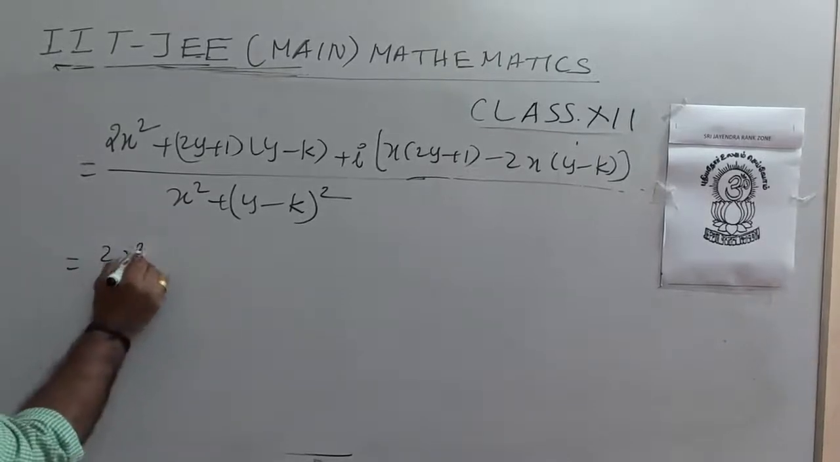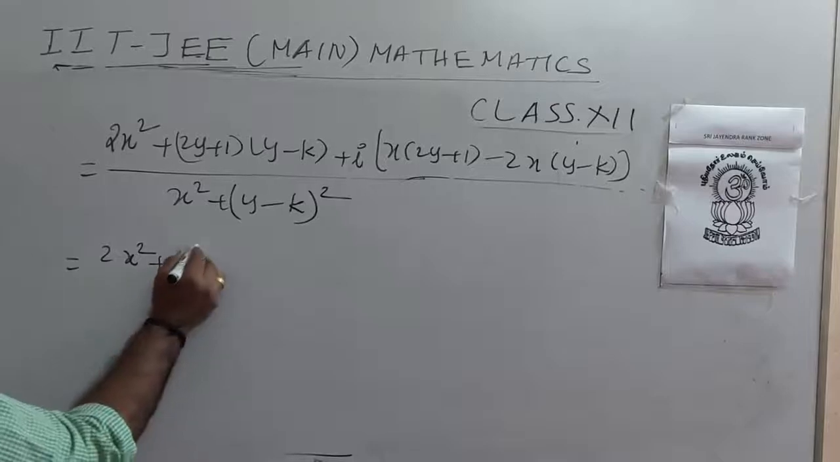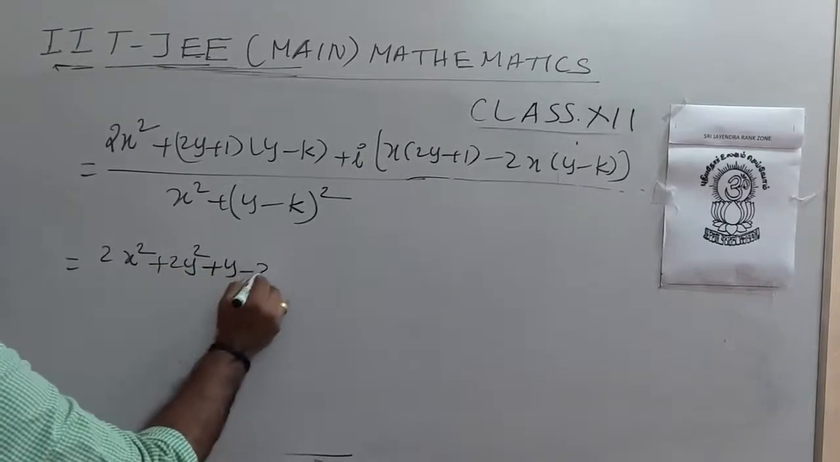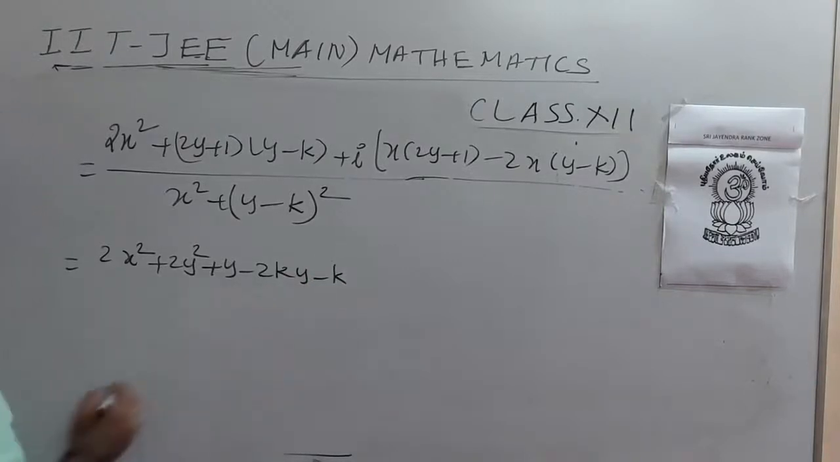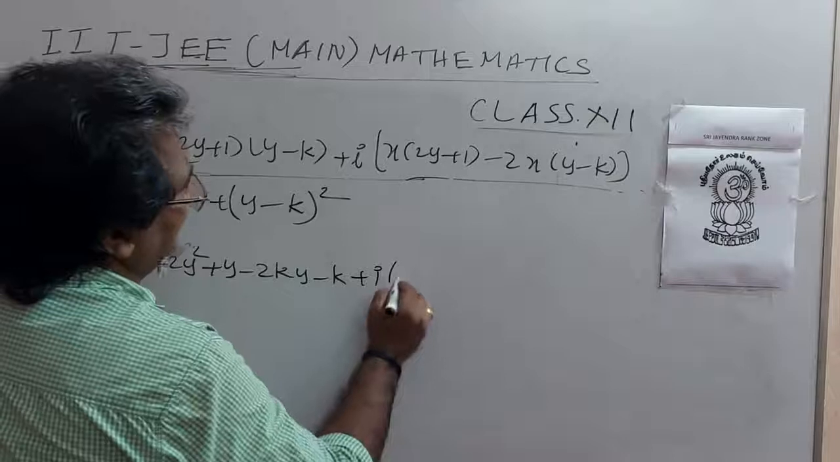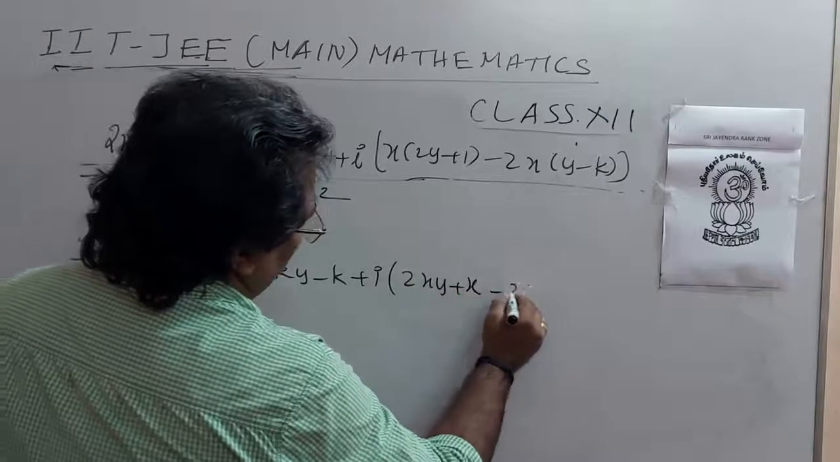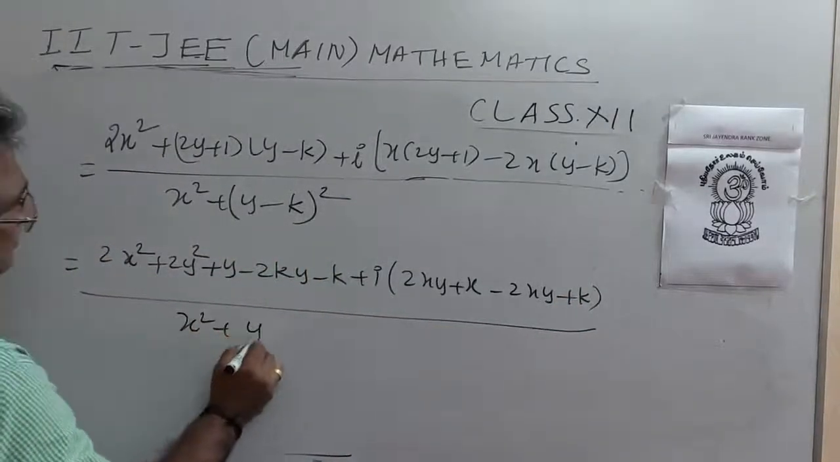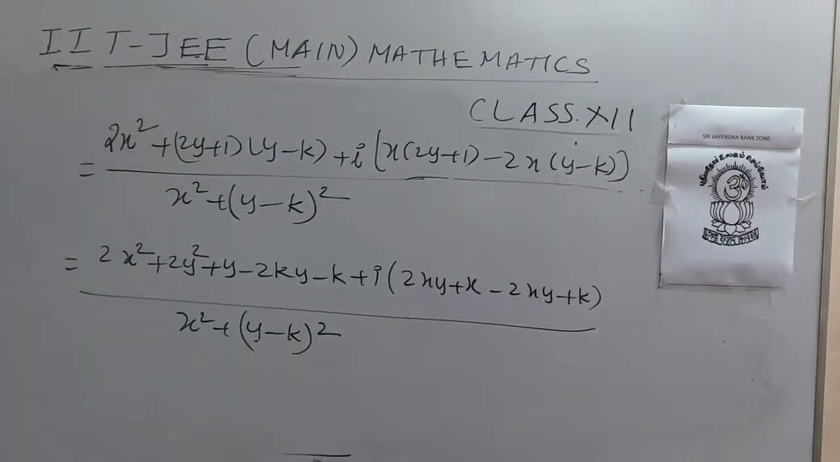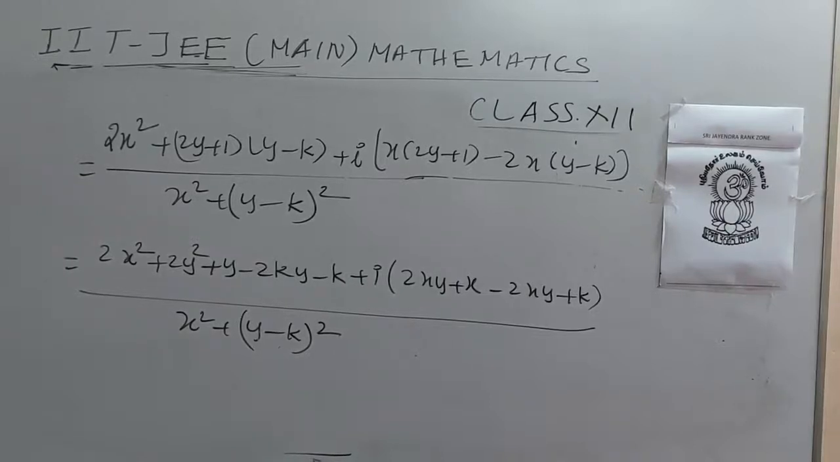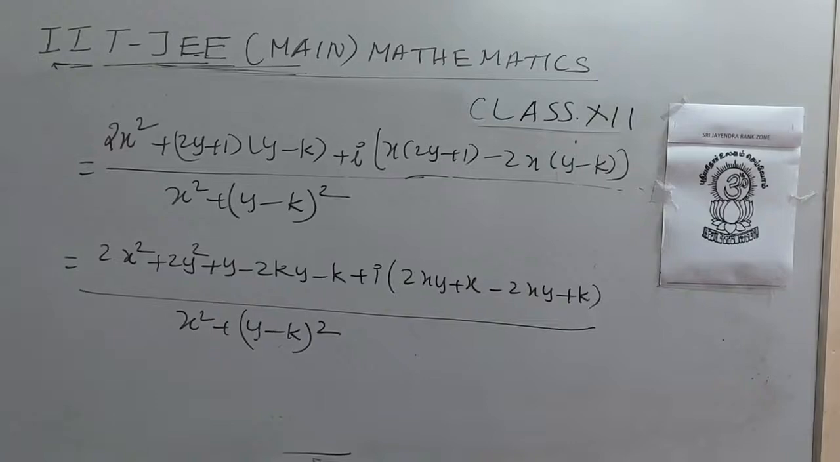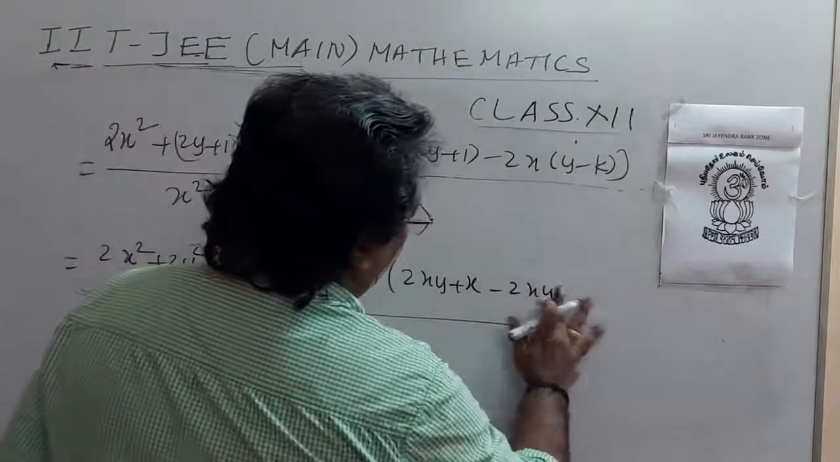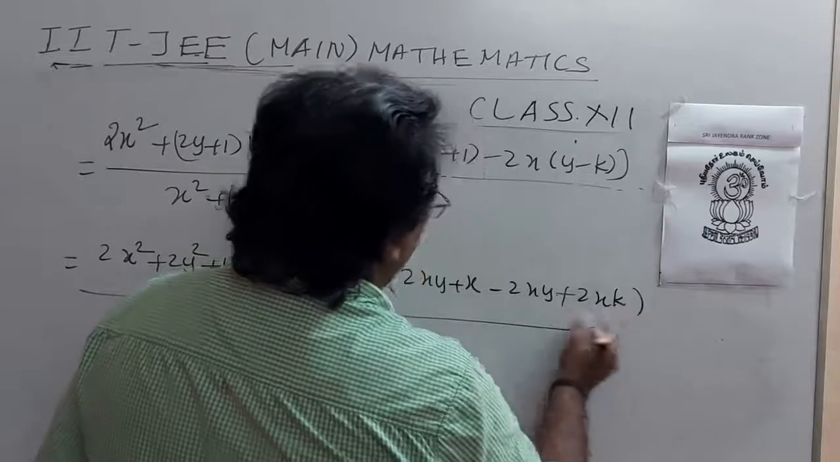So 2x squared plus 2y squared plus y minus 2ky minus k, plus i into (2xy plus x minus 2xy plus 2xk), all divided by x squared plus (y minus k) whole squared. Here 2xy and minus 2xy will cancel.